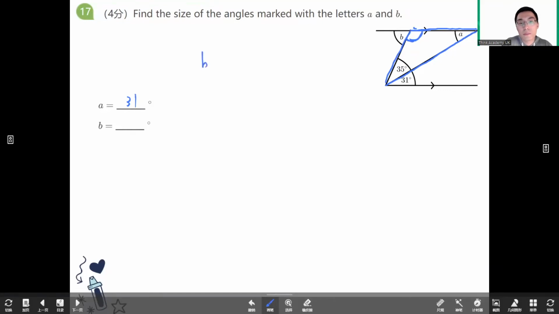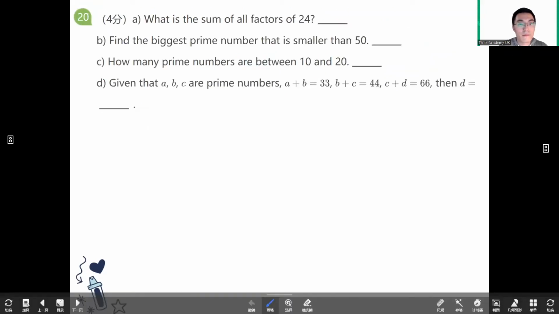So B in this case equals A plus 35 degrees, and we know A is 31 degrees, so it'll be 31 degrees plus 35 degrees, and a simple calculation gives 66 degrees. That's the answer. Okay, let's move on to question number 20. This one might take a big chunk of time. Let's look at question A first.